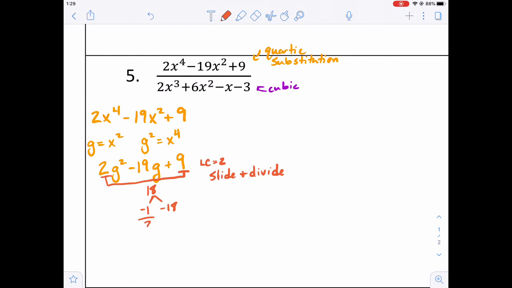Then we got to make sure we divide. We always divide by our leading coefficient. And then we need to make sure that we simplify. That's another mistake we make sometimes here. This one doesn't simplify, but this guy does. We end up with 2g minus 1 and then g minus 9.